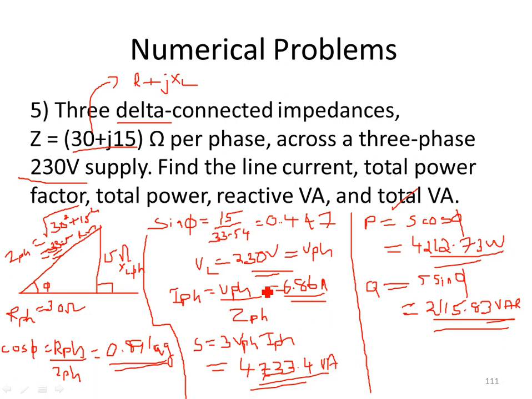So we have found out the power factor. Now we have found out phase current. Line current is also asked. Okay, what is line current? In the case of delta connection, line current is equal to root 3 times phase current. Phase current is 6.86, so it is root 3 into 6.86. That comes to 11.88 ampere. Okay. Hope you have understood the problem.